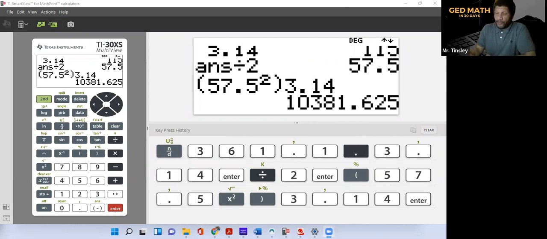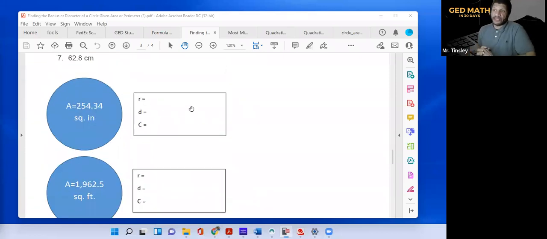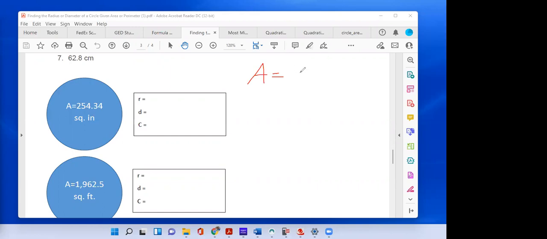Now, remember, one of the most missed questions is if they give you the circumference or if they give you the area. Let's look at one where they give you the area. It says area equals 254.34 square inches. So the first thing I'm going to do is understand what's given. They gave me the area of a circle, so I'm going to go to my formula sheet and get the formula. Can anybody tell me what that is? Area of the circle: A equals pi r squared.